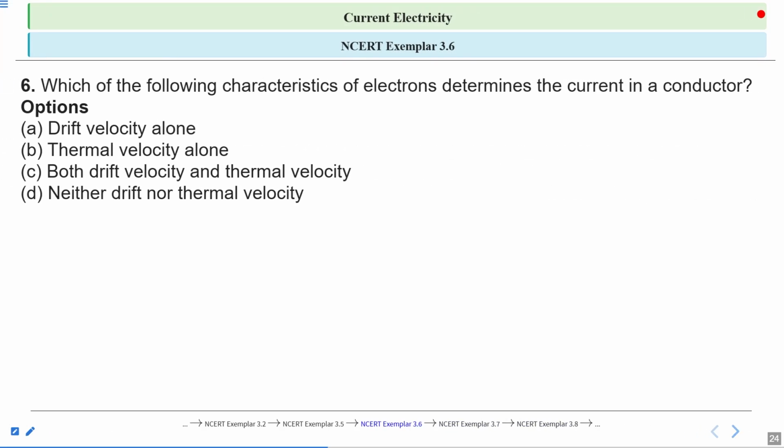So next question, NCERT Exemplar 3.6. Which of the following characteristics of the electrons determine the current in a conductor? Options: drift velocity alone, thermal velocity alone, both drift velocity and thermal velocity, neither drift nor thermal velocity. So which characteristic of electron determine the current in the conductor? I will give you some time to think about it.